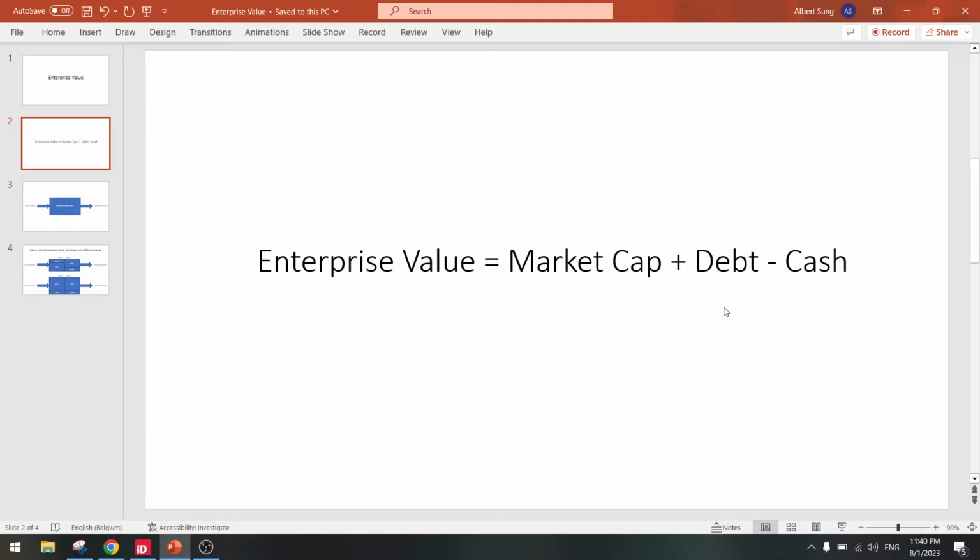So why is this formulated like this? Because when you acquire a company, you will need to pay off the shareholders of that company and the debt holders of that company. So this represents the shareholders, the market cap of a company. And this represents the debt holders. And you get the cash for free. So that's minus. So when you do that, you can acquire your gold mine based on this enterprise value.